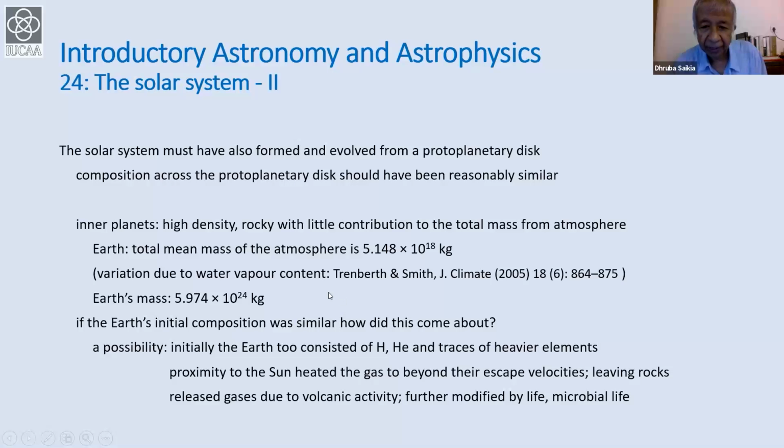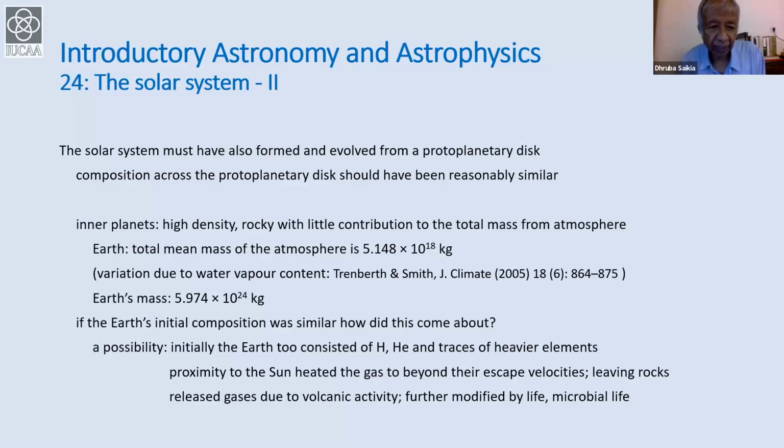Magnetic field, not very much actually, because a magnetic field would affect the charged particles. Okay. And a lot of the atmosphere would not be charged. The ionosphere is charged, but a lot of it would be neutral as well. Okay. The solar system must have also formed and evolved from a protoplanetary disk. We'll look at that in a short while. And composition across the protoplanetary disk should have been reasonably similar. All right. So ideally, we should have had similar atmospheres, but we don't.